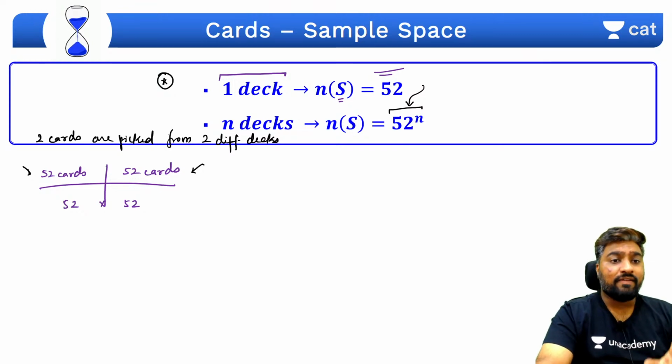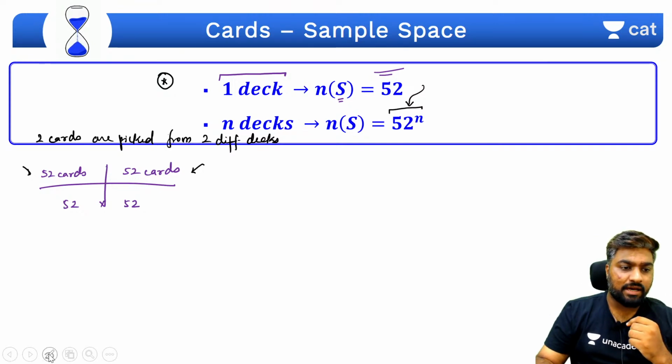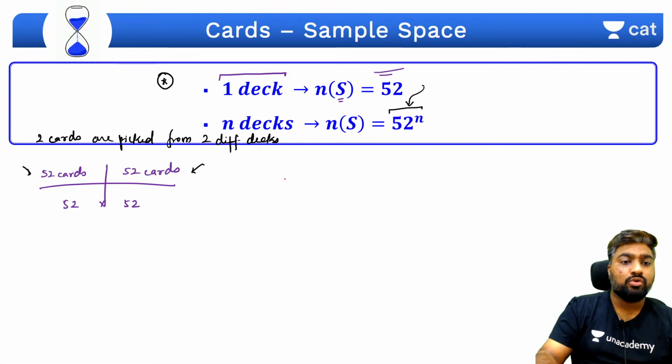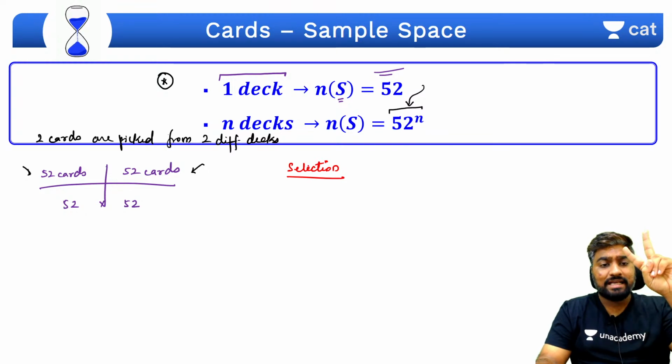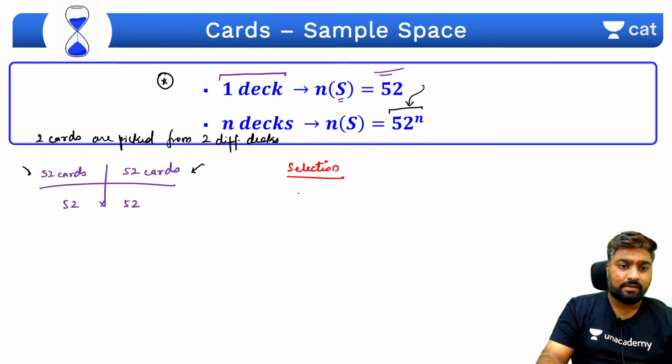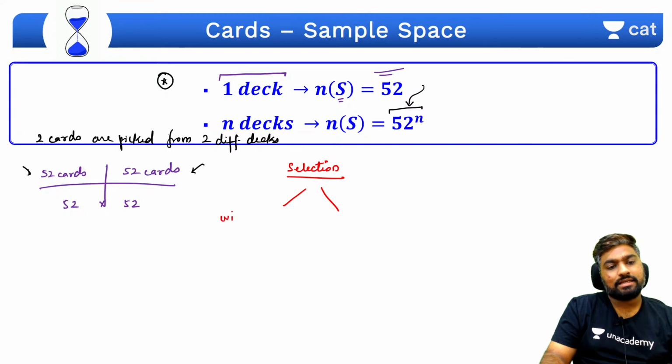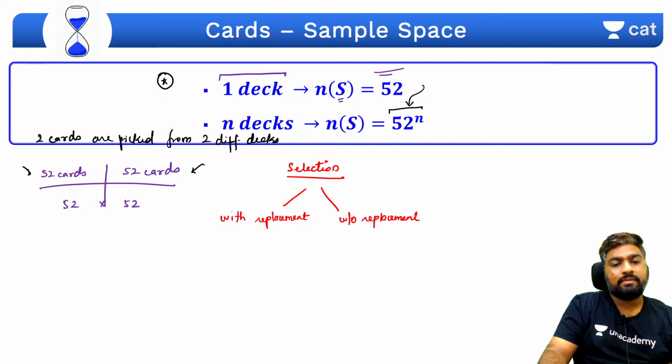Now when we pick up cards, remember guys, there are two ways of picking. If two cards are picked up, then there are two cases. One is something called with replacement. The other is without replacement. What do you mean by replacement?